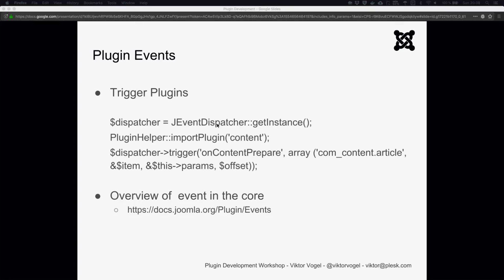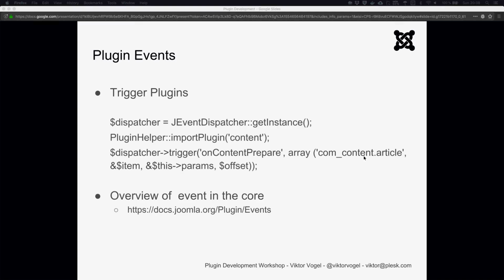You just need to call the dispatcher, get the instance of the JEvent dispatcher. Then you have to import the plugins from the content group. This is an example from the content component. So we import all the plugins that are in this specific group, the content group. And then we trigger it. We trigger this event, onContentPrepare, and we have some parameters that we push to the function.